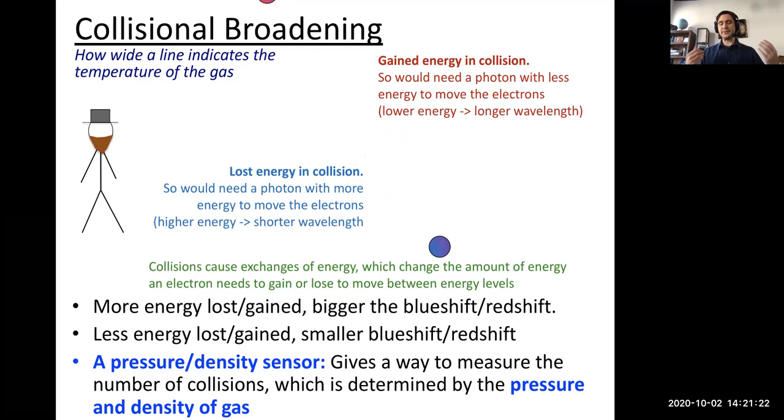And if it is a photon of lower energy, that means it'll be a photon of longer wavelength, slightly redder. In this case, we'd have slightly bluer, slightly redder, and in some collisions you have a lot of energy exchanged. In some you have a little bit of energy exchanged. So you'll sometimes have a lot of blue shift and a lot of red shift. Sometimes you'll have a little bit of blue shift and a little bit of red shift.